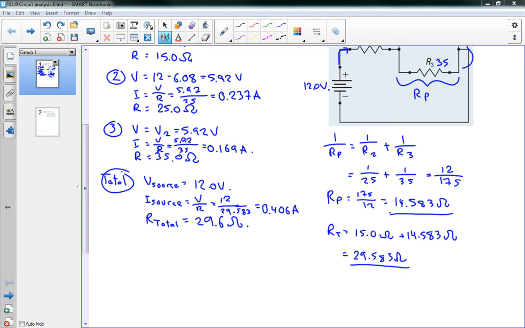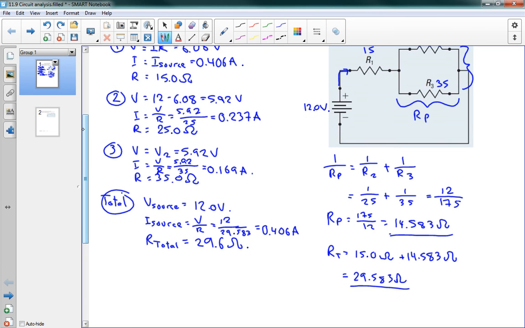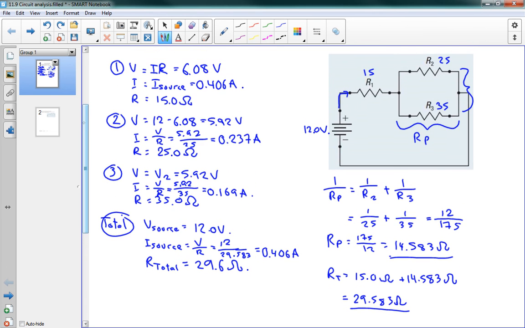And you can even do one last check here to make sure that the currents all add up correctly. Notice that current 2 and current 3 should add up to the source current. So we can check that. 0.237 plus 0.169 adds up to 0.406. It does check out, so it looks like we did all of our math correctly.